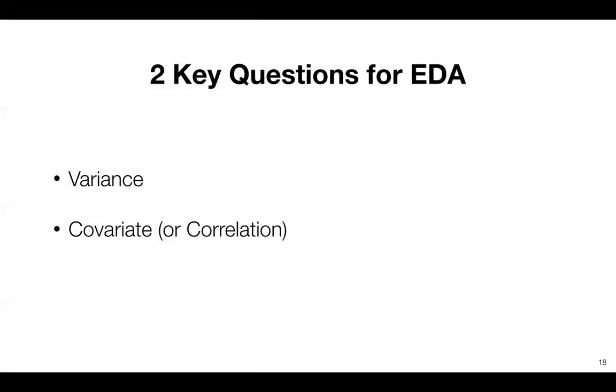There's a guideline for you to do exploratory data analysis. The two key questions are always around these two: the variance and the covariance, or correlation. I'm going to use correlation as the word here to make it easier for folks of any background to understand. But these are the two things.